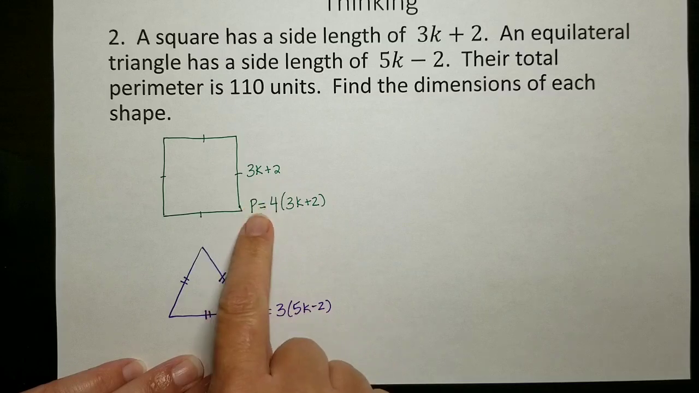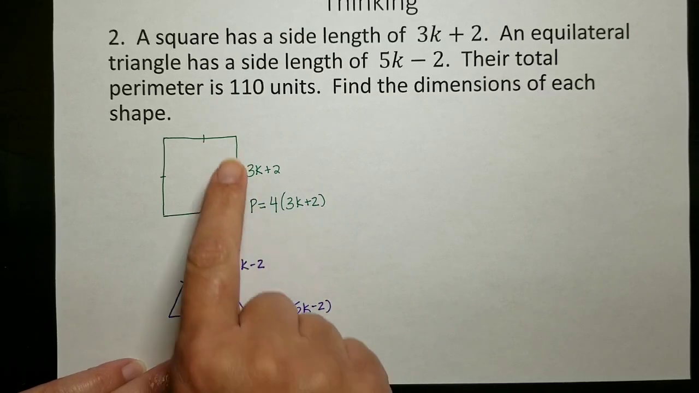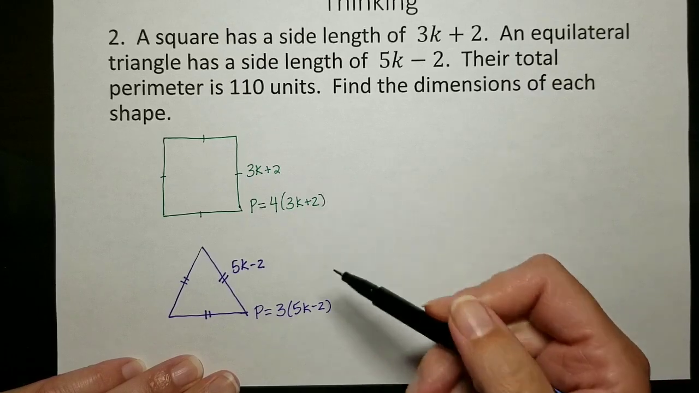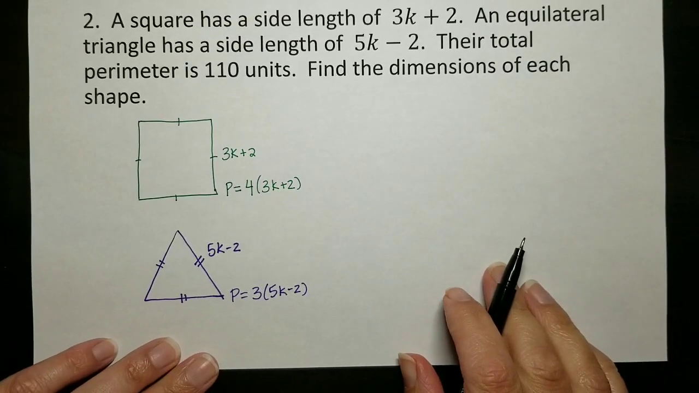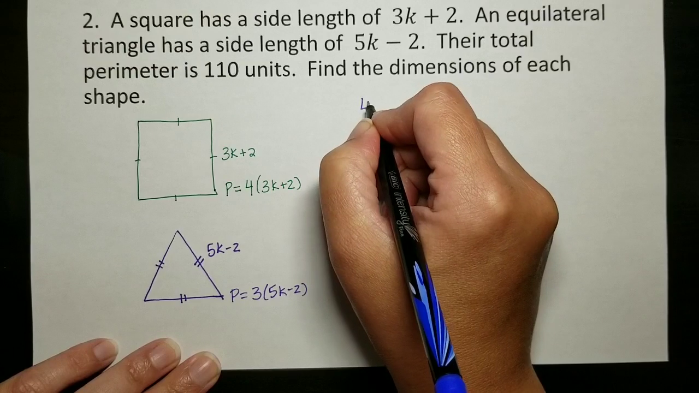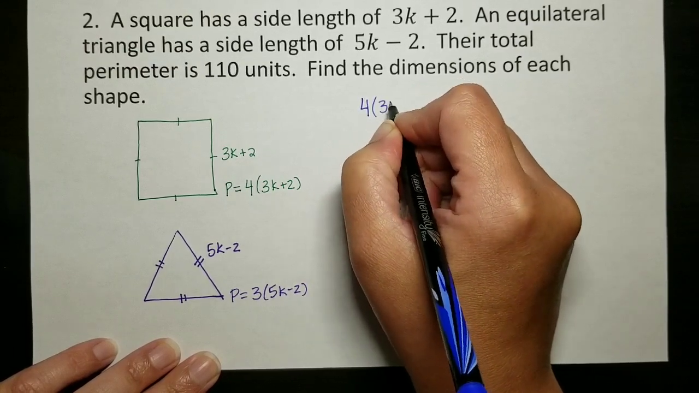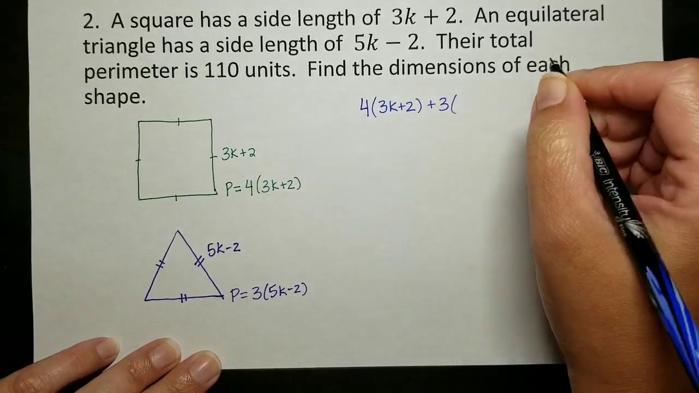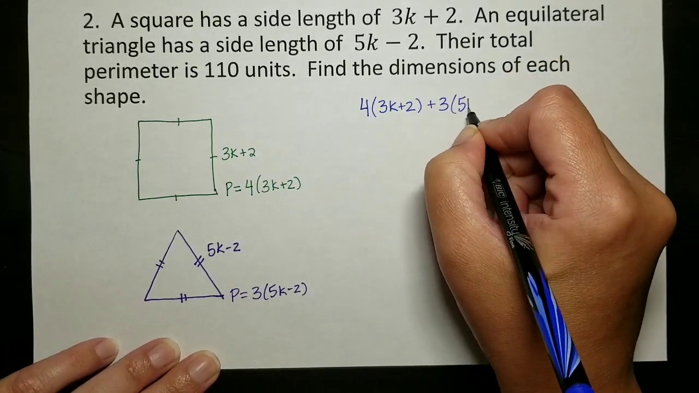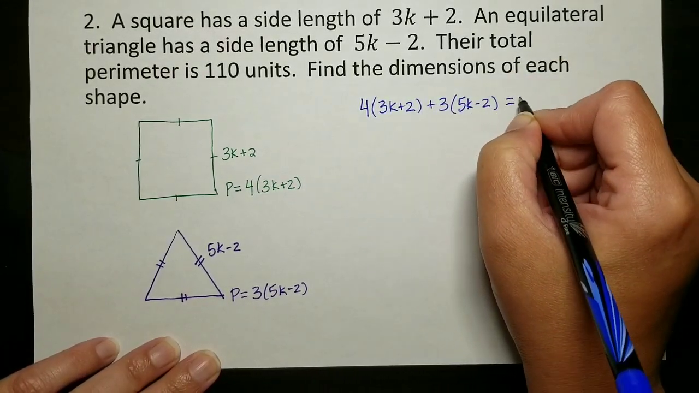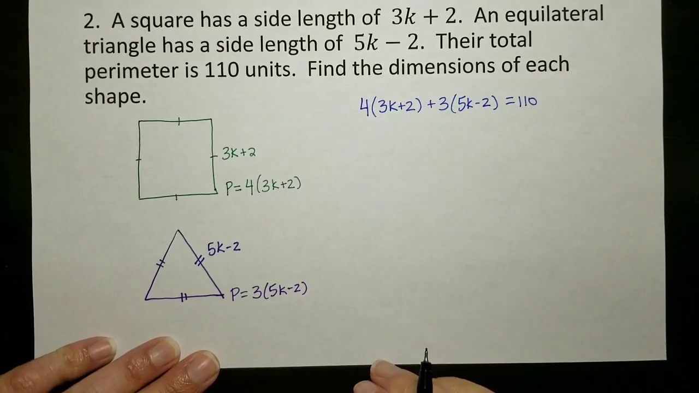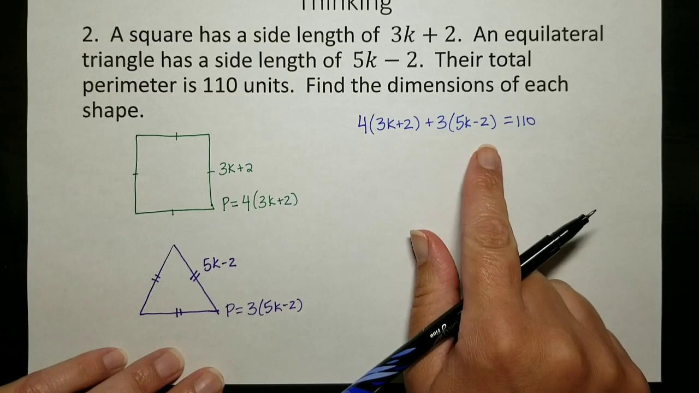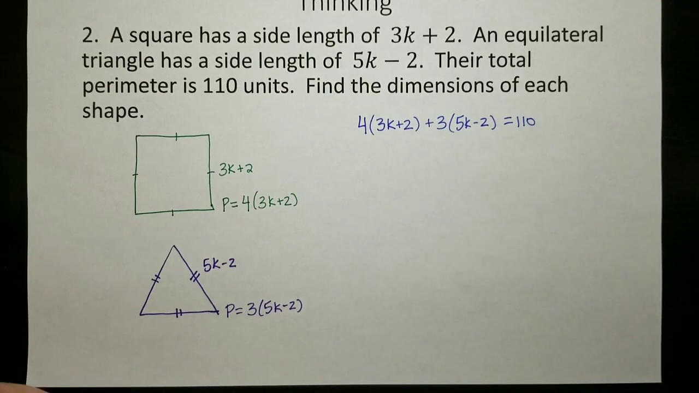So these are the perimeters of each shape, but we know the total perimeter is 110. So I'm going to combine those together and make an equation that's equal to 110. So I have 4 times the square side length of 3k plus 2, plus 3 times the triangle side length of 5k minus 2, that equals 110. Now that's a good equation. This looks just like what we were doing in the lesson today, right?